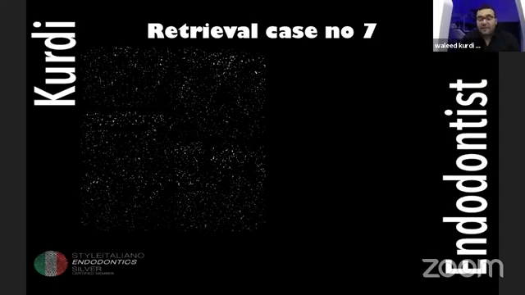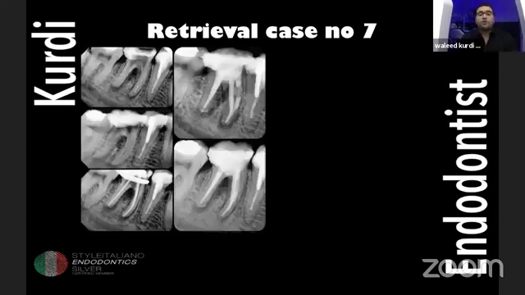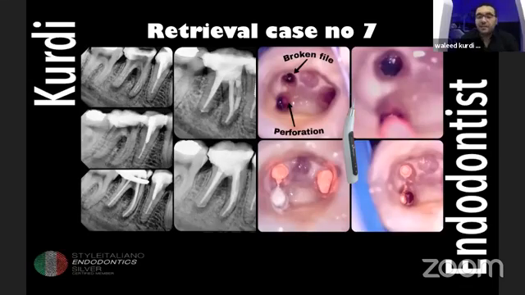Retrieval case number 7. If you look at the image, you can see the broken file inside the mesial root. We retrieved this file with Ultra X. And you can see the two mesial canals are opening together. When I started to remove the file with ultrasonic Ultra X inside the canal, the file started to go deeper.